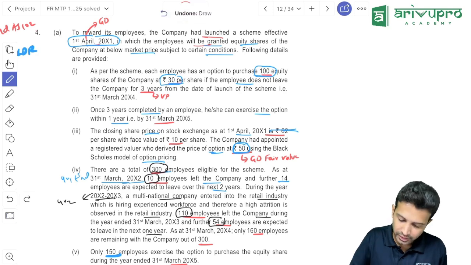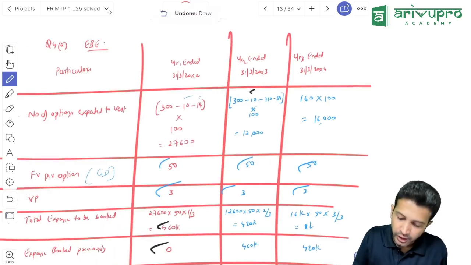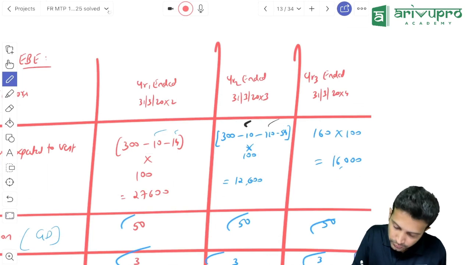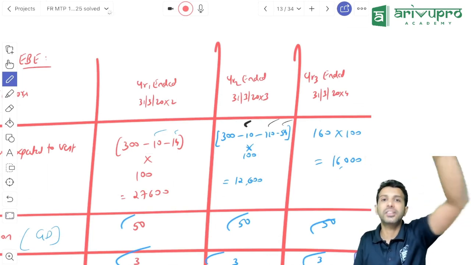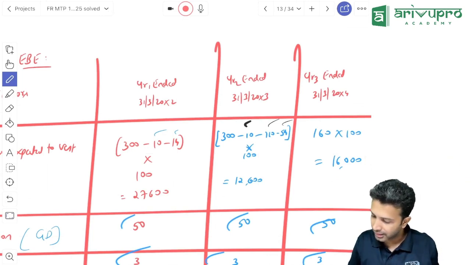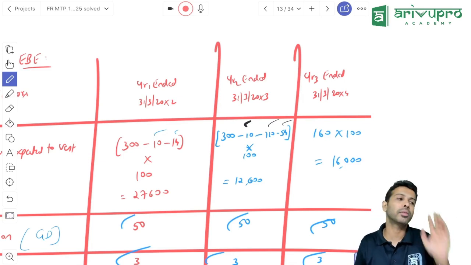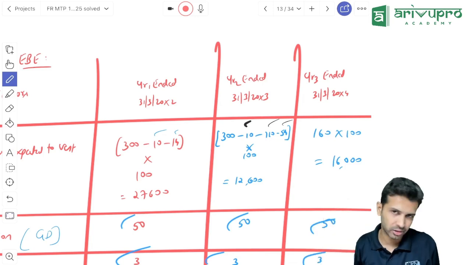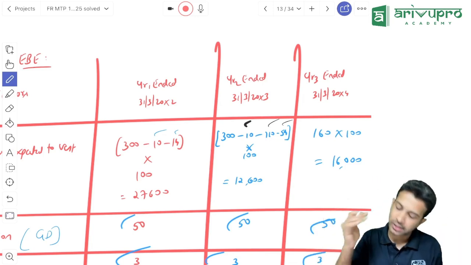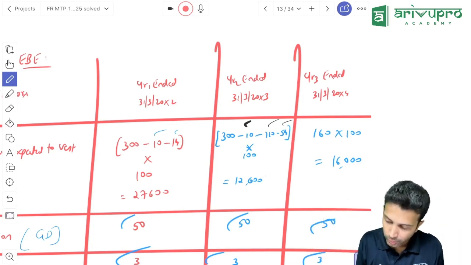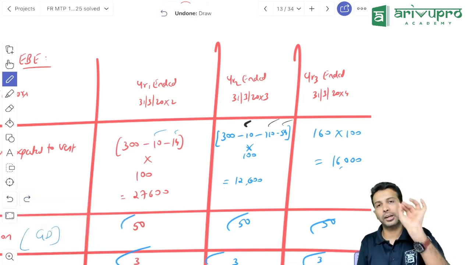In 300, 10 gone in the first year, 110 gone in the second year, and 54 more are expected to leave in the third year. So 300 minus 10 minus 110 minus 54, the number of employees expected to stay is 126. And each employee can buy how many shares? 100 shares. So 126 into 100, 12,600 shares are expected to vest.